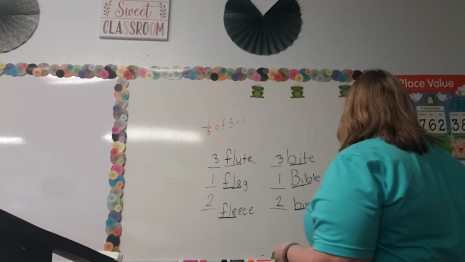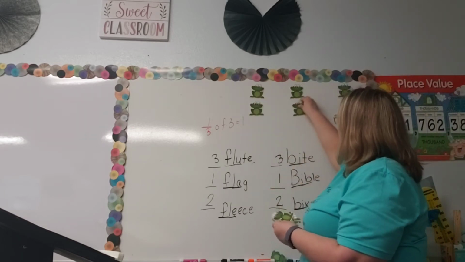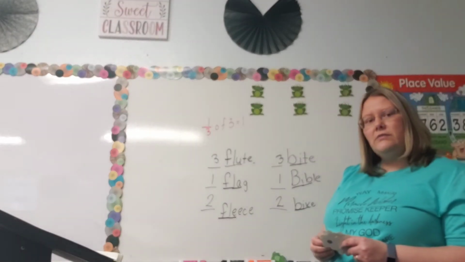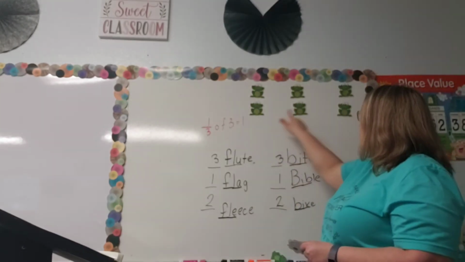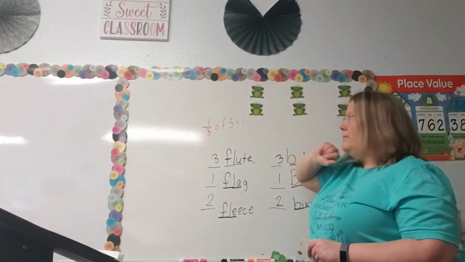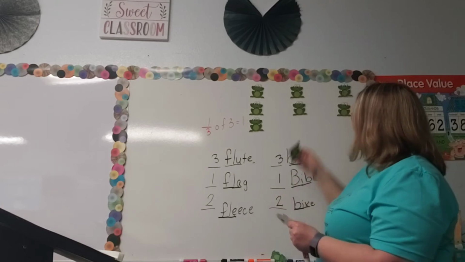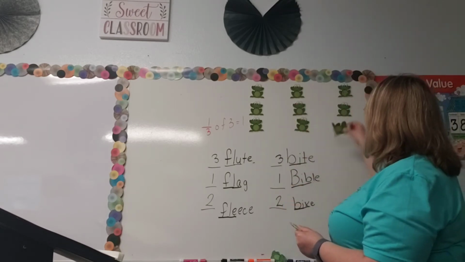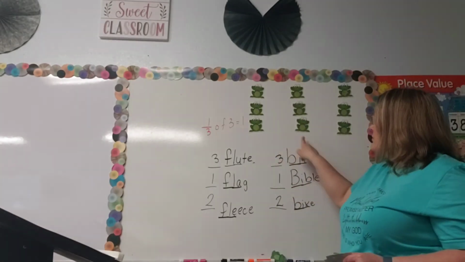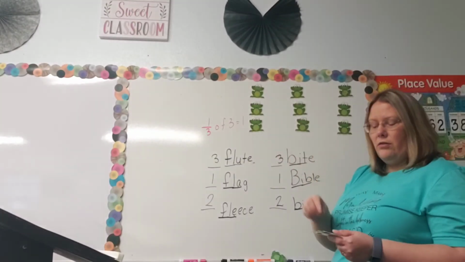So if we add, now I have 6 frogs. If I want to do 6 divided by 3, they're in 3 equal groups, so 6 divided by 3 is 2. And then 3 times 2 is 6. So if I add some more, I now have 9 frogs. If I want to do 9 divided by 3, they're in 3 equal groups and there's 3 in a group. So 9 divided by 3 is 3.